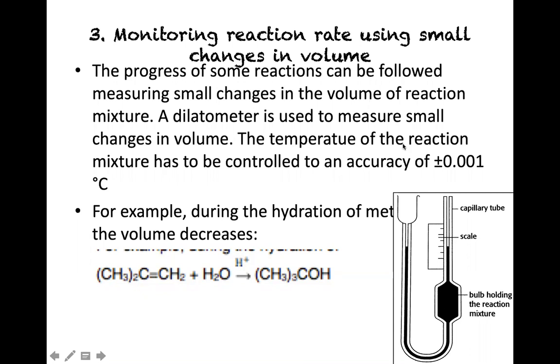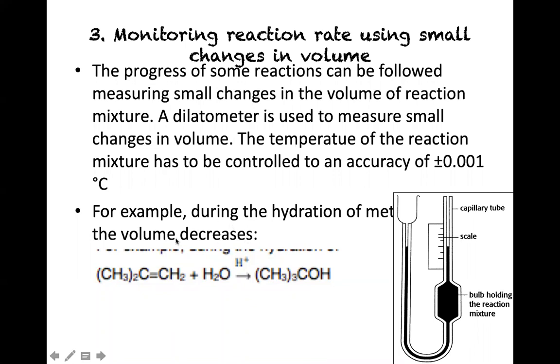So the temperature of the reaction mixture has to be controlled. The reason why the temperature has to be controlled is because they are liquid. Well, for any reaction, in fact, you need to control the temperature, because if the temperature increases, for example, this liquid will expand. When it expands, the liquid level will rise. This indicates that there is an increase in volume, but actually it's not from the reaction, it's from the expansion of the liquid because of change in temperature. So it's extremely important that you keep the temperature constant, because you don't want any other factor to cause changes in your reading, just from the reaction alone.